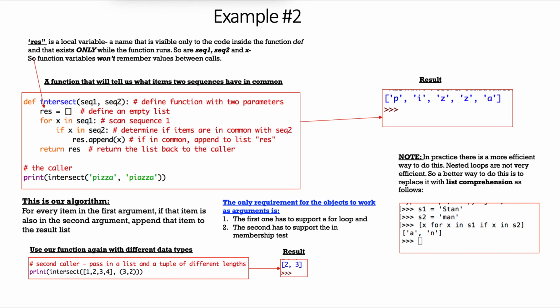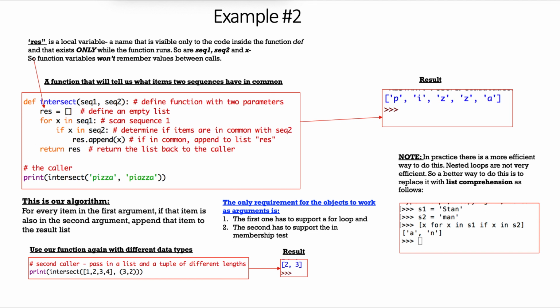So our algorithm is for every item in the first argument, if that item is also in the second argument, append that to the result list. That is the algorithm. So what happens with our output in this particular case? You see in the right-hand side, result finds the objects in common, and it's P-I-Z-Z-A. The only requirement for the objects to work as arguments is the first one has to support a for loop. The second argument has to support the in-membership test, right?